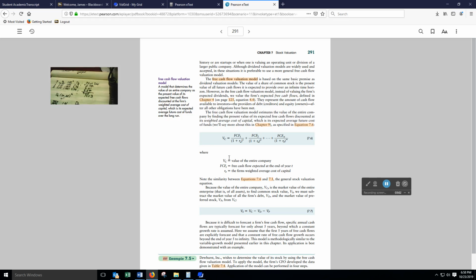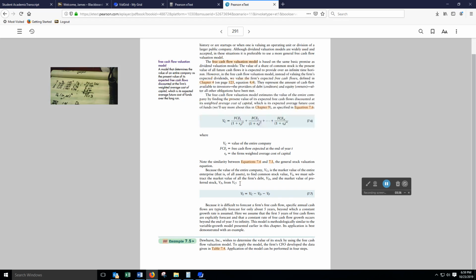Now, here we have the value of the entire company, and we have these future cash flows out to infinity, and we are discounting them. Instead of using, as we did before when we were using dividend valuation models, the required return on common stock, here we're discounting by the weighted average cost of capital.